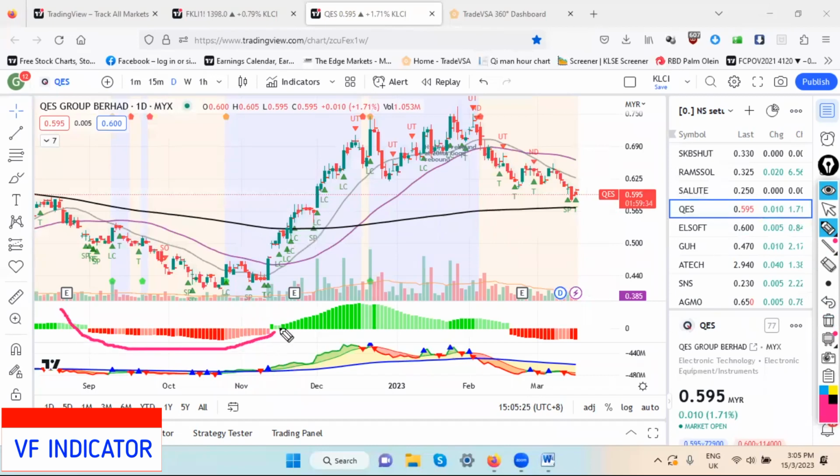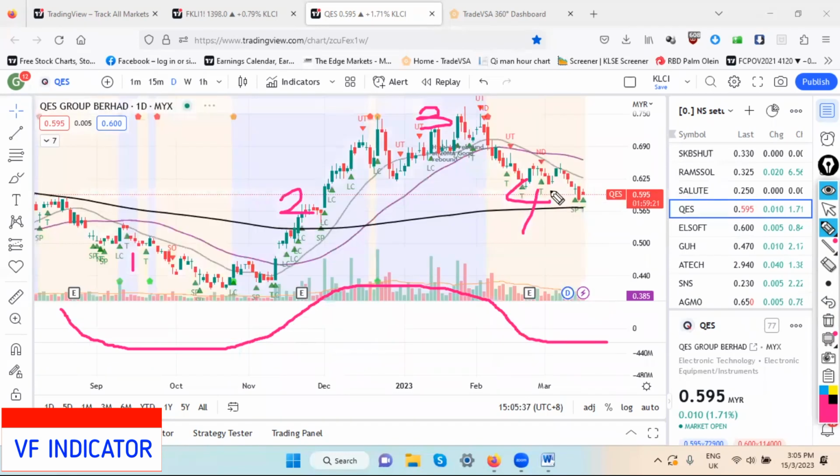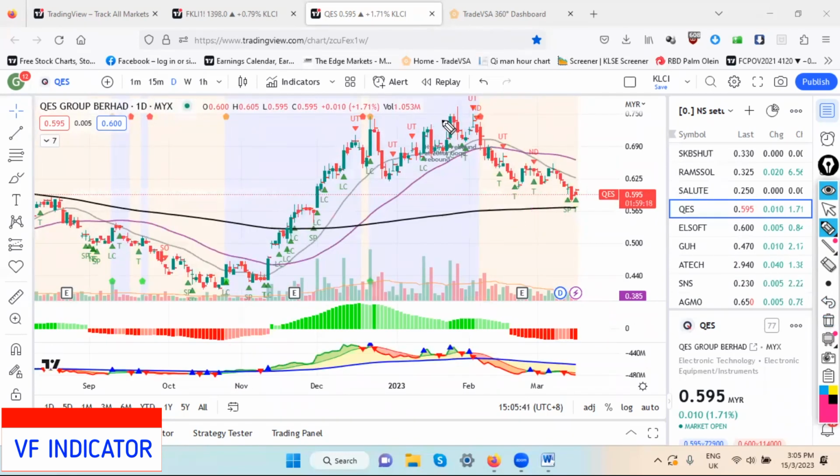This is accumulation, it comes down, then Goring, and after Goring it comes down already. So this is stage 1, stage 2, distribution. Now it is stage 4 already, coming down already. Some stock is really not tricky, some stock is just really direct. So this is markup, and here is your exit. Final exit, then it comes down. End of story. So this is QES.